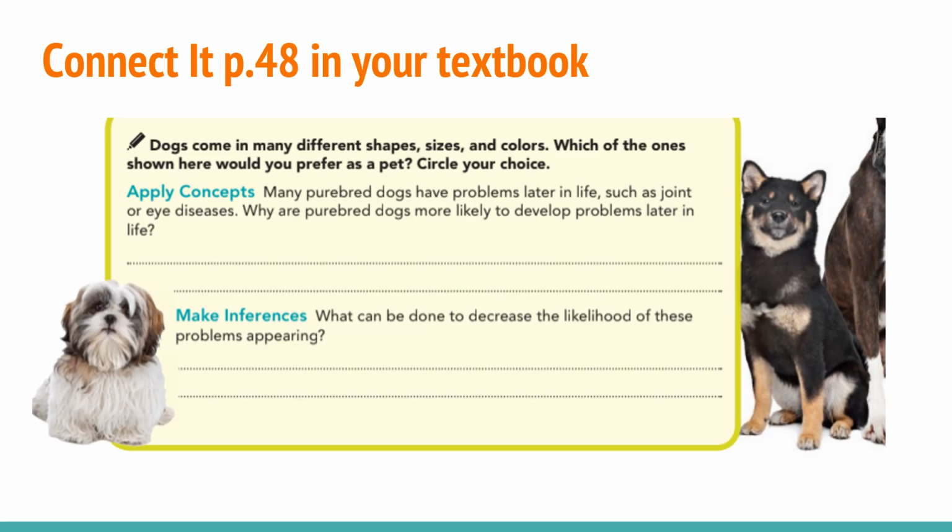Now we're going to move on and answer our questions from Applying Concepts. Many purebred dogs have problems later in life, such as joint or eye diseases. Why are purebred dogs more likely to develop problems later in life? If we think about this based on the information that we already have and the Gizmo that we did in class, what we can assume is that there's not enough genetic diversity within the breed, which causes the problems to be passed on to the offspring within the breed.